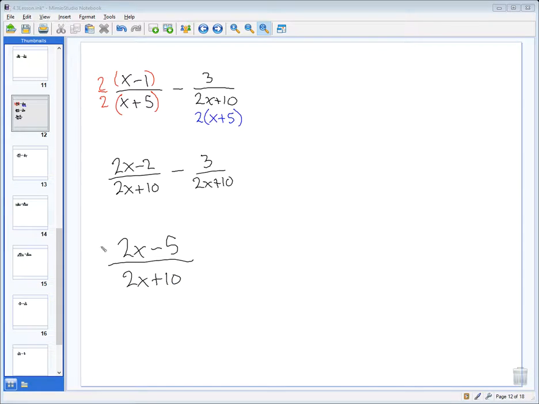Now we should always check to see if this can be reduced. But because we can't factor the top, it's just 2x minus 5. There's no factors that are the same, which means this is our answer.